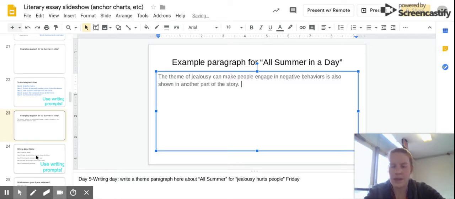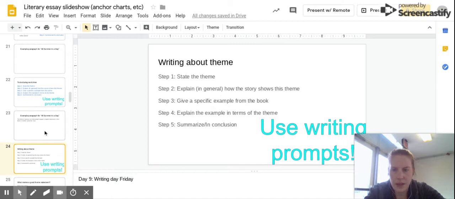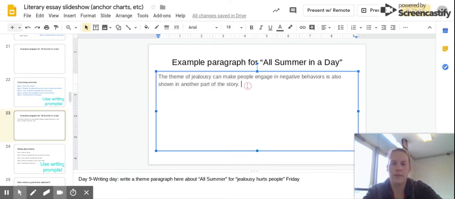Okay, next step. Explain in general. The children are very mean to the main character, Margaret, because they are jealous of her.